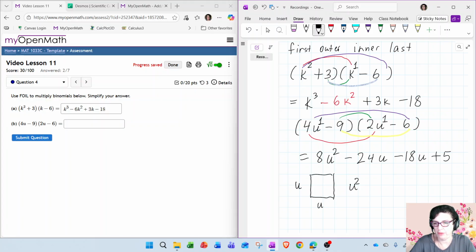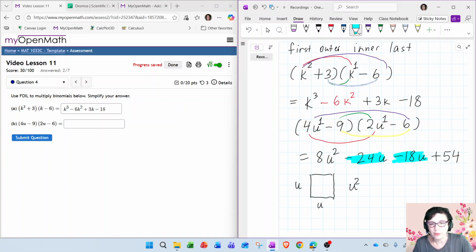That'll be plus 54. Here we do have to, though, combine like terms. U squared does not have another u squared, because remember, to combine like terms, you have to have the same exact variable and the same exact power. That's not happening here. However, if you look at these two terms, negative 24u and negative 18u, both of them have just u. We're supposed to combine them.